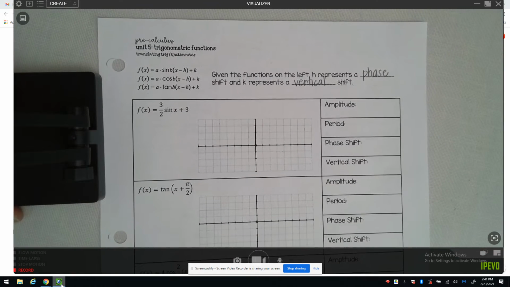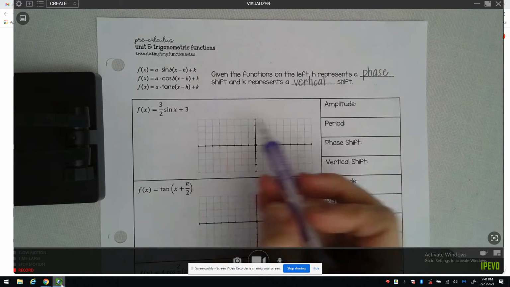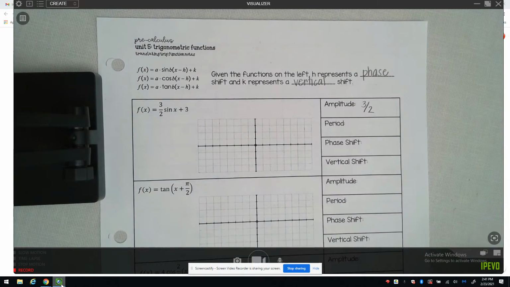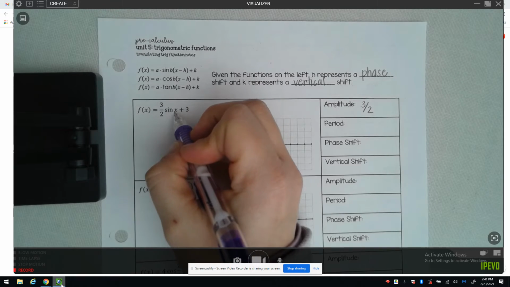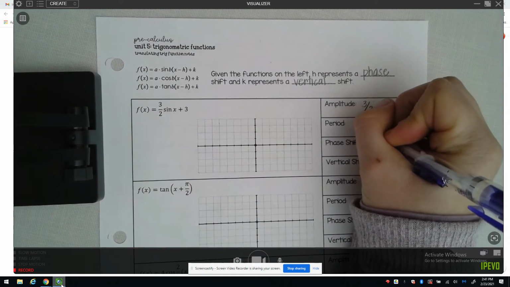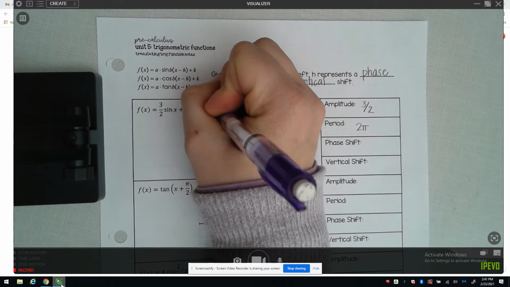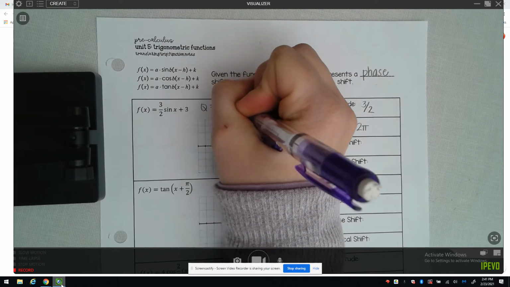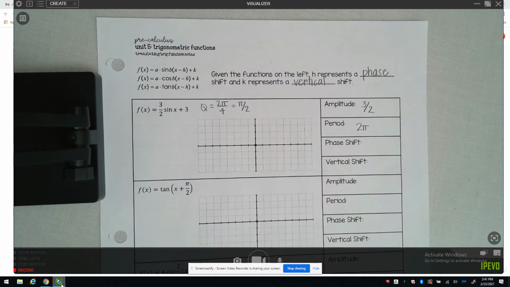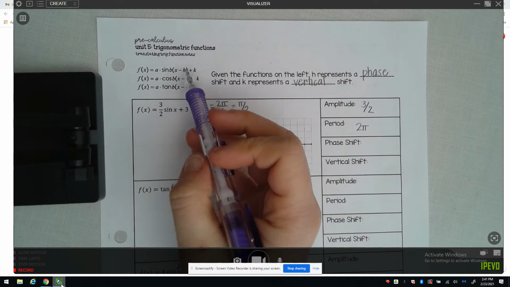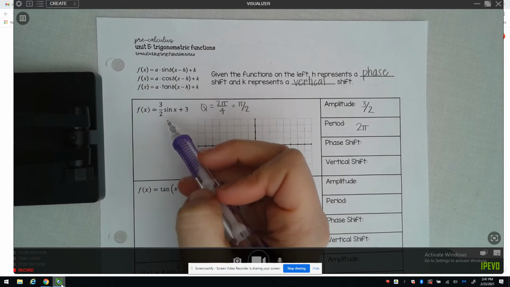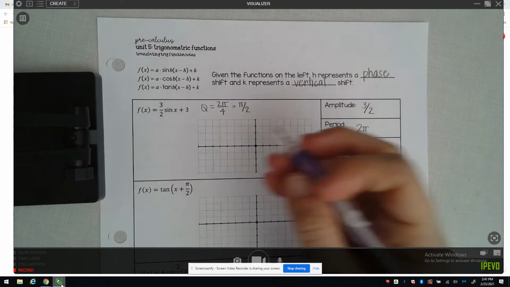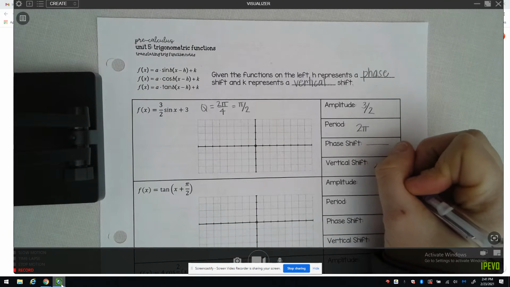All right, we're still going to do everything we did. Our amplitude here is 3/2. It's my coefficient out front. My period is 2 pi divided by b. b is 1, so my period is 2 pi. I will then find my quad. That's 2 pi divided by 4, so in this case, pi over 2. My phase shift: I don't have anything added or subtracted in with x, so I have no phase shift. And my vertical shift is up 3.